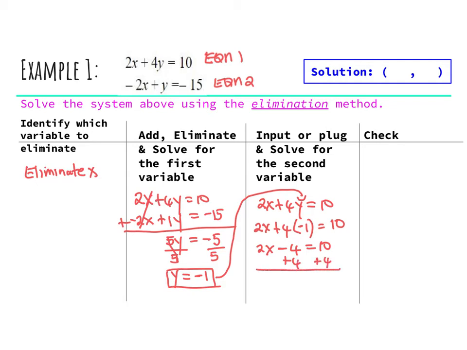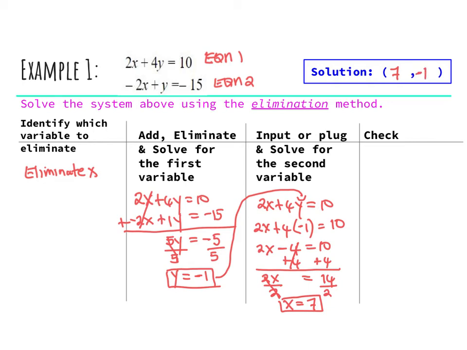Adding the two equations, we bring down the 2x. -4 plus 4 is 0, so that goes away. And then 10 plus 4 is 14. Dividing both sides of the equation by 2, the 2's on the left cancel, and we're left with x equals 7. So we just solved for both x and y. Now we typically put our answer in the form of a coordinate pair. So the solution is x equals 7, and the value of y is -1.